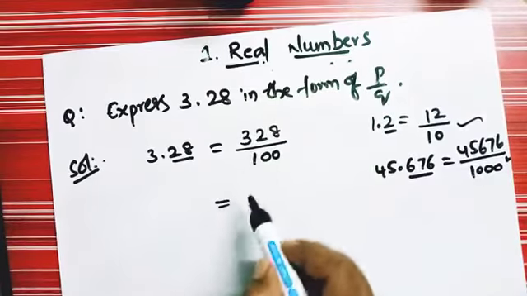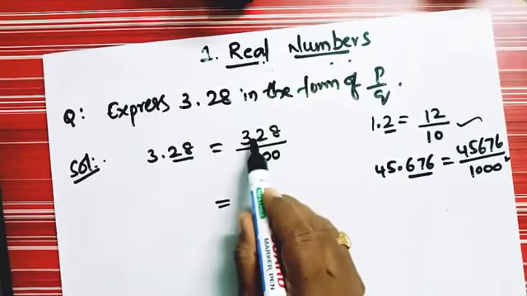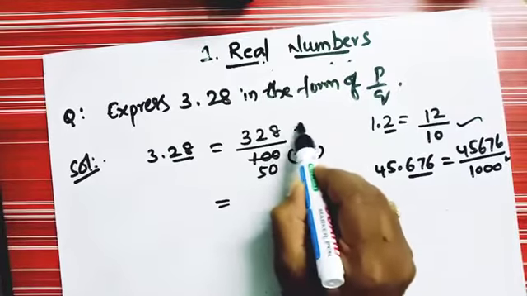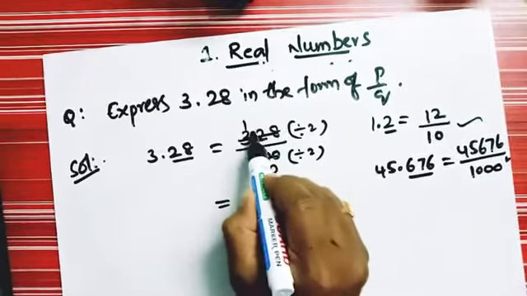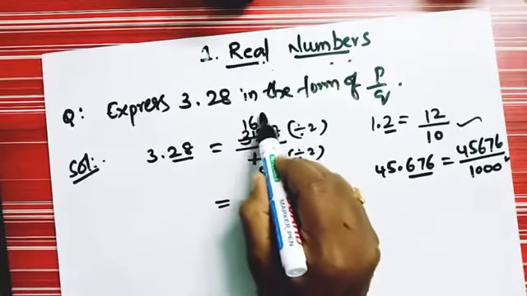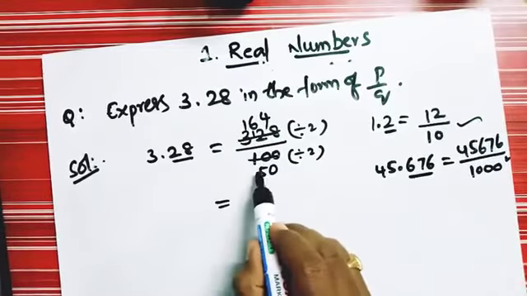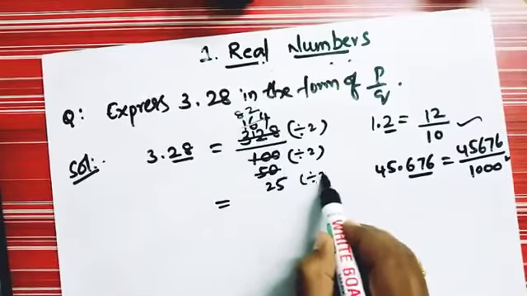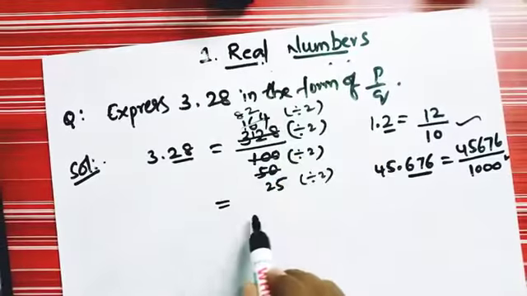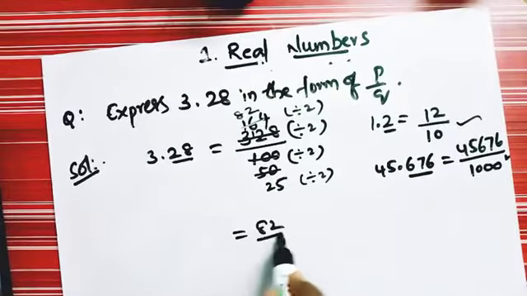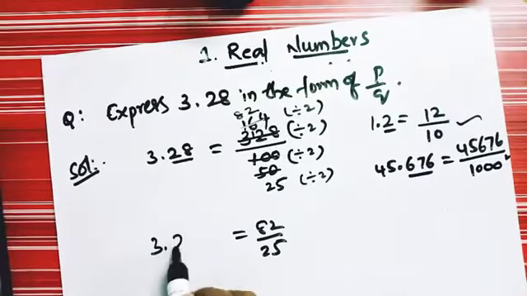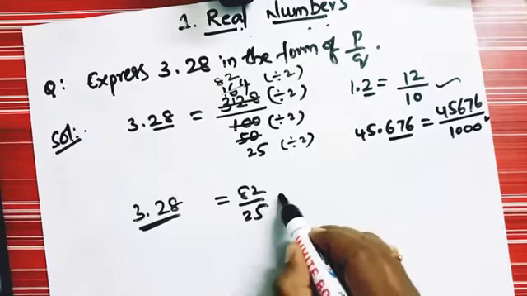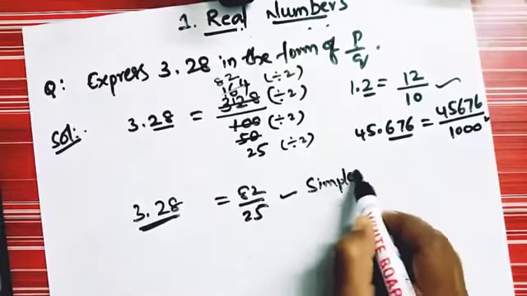And after that we need to write it in the simplest form, because we can cancel these two numbers by the 2 table. 328 divided by 2 is 164, and 100 divided by 2 is 50. Again divide by 2: 164 gives 82, and 50 gives 25. So the final answer you will get is 82 by 25. The p by q form of 3.28 is 82 by 25, and this number is in the simplest form.